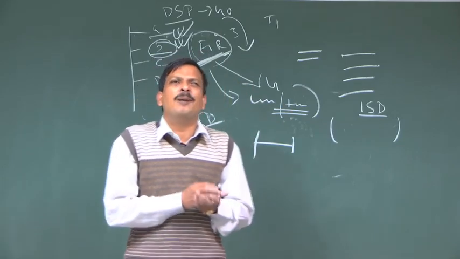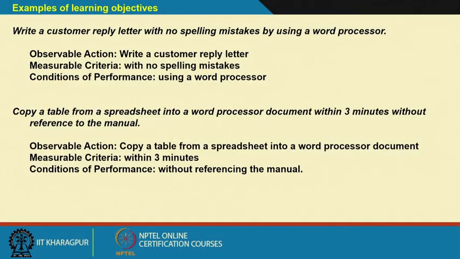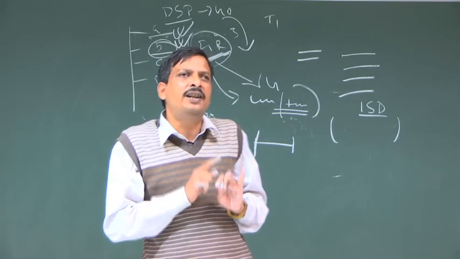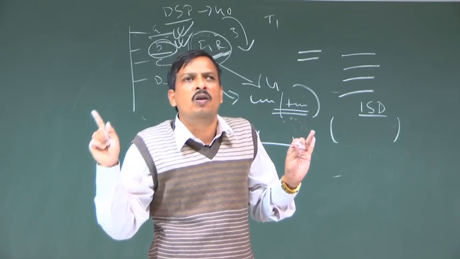Now, I come to the examples. Think about the first example. I said an instructional objective has three components: observable action, that is the performance component; measurable criteria, that is the criteria component; and condition of performance, which is called the condition component. Write a customer reply letter with no spelling mistake using a word processor. Forget about the 'by', using a word processor. So, I have to write a customer reply letter, that is my action, my performance component. What is the criteria? No spelling mistake. I should not have any spelling mistake.